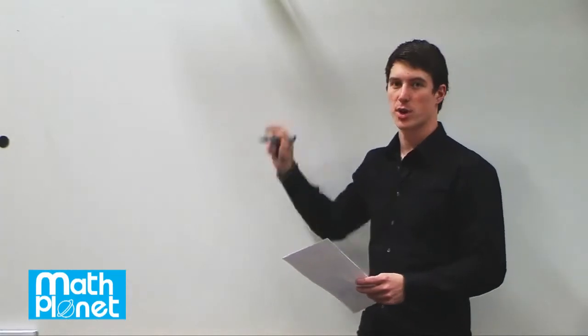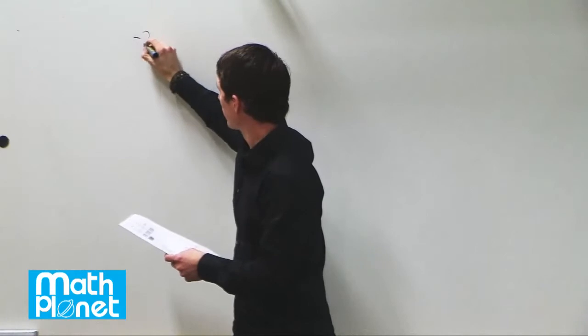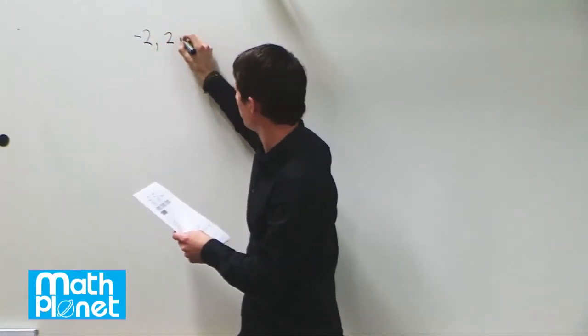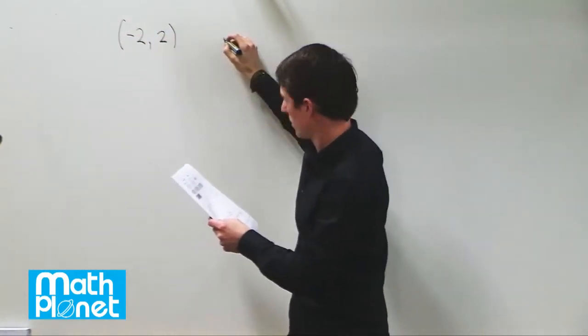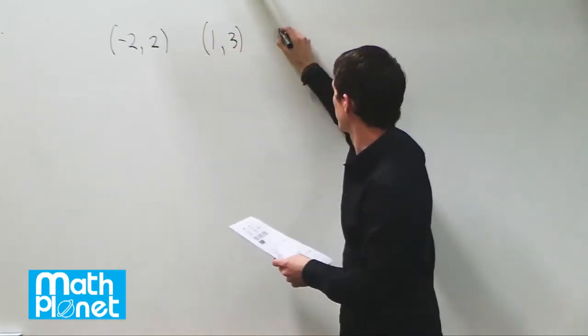We want to find the area of a triangle when all we're given is the points of the vertices of that triangle on an xy plane. So the points are (-2, 2), (1, 3), and (3, 0).